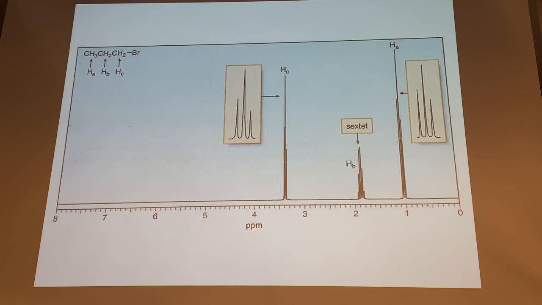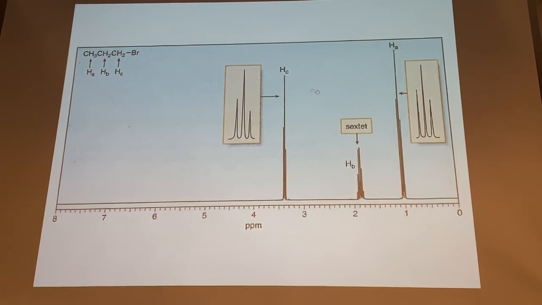Then you can tell how many neighbors they have. If you see a triplet, you do the minus rule, right? Take away 1 for the multiplicity, it must have what? 2 neighbors, okay? So yeah, that n plus 1 rule works both ways. To see the multiplicity, we add the 1 to the neighbors. To know how many hydrogens we have, you take it away, okay? See how that works? And then what about HB?